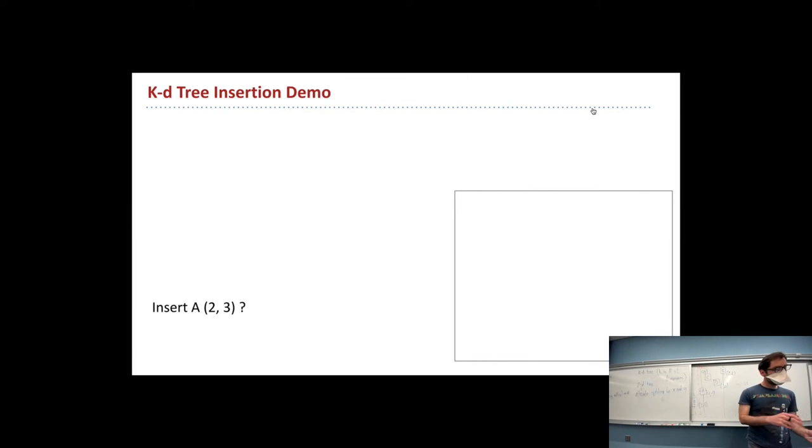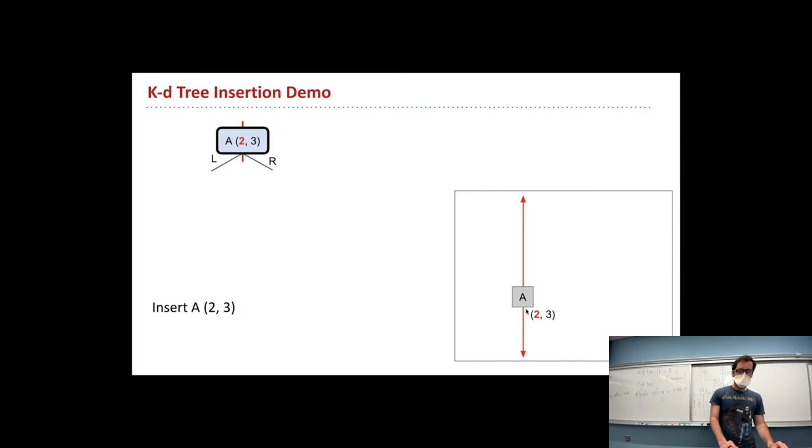So we have here an empty tree, and first we insert 0.2, 0.3, and that has the value A, and so we have our root node, which will start splitting by X. So I'm going to have root split by X, and then depth 1 split by Y, depth 2 split by X again, and just keep alternating back and forth. And you can see this drawn here: nodes to the left of A will be somewhere over here, x coordinate less than 2. Nodes to the right of A will have x coordinate somewhere over here, greater than 2.